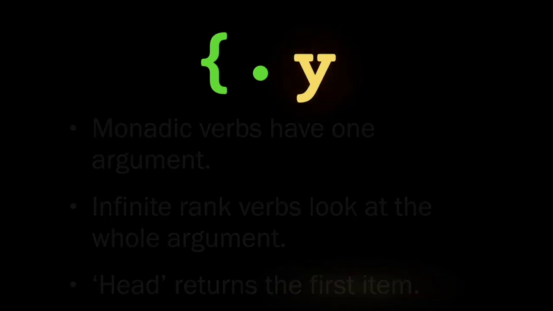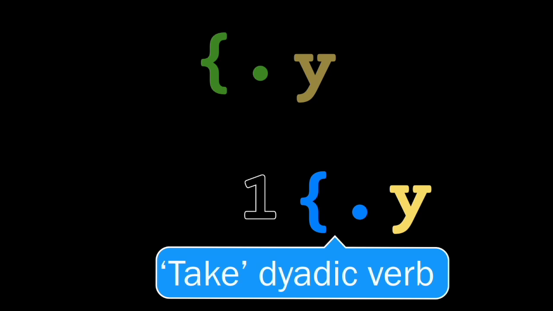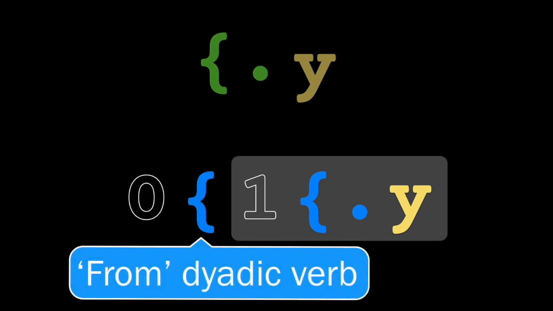So how does it do this? Well, we can think of it like it's a two-step process. In the first step, the take dyadic verb creates a list of length 1 from all the items in the argument. So you end up with a list with only the first item in it. After you get that result, then you use the from dyadic verb just to pull out that first item. Let's take a look at some examples.